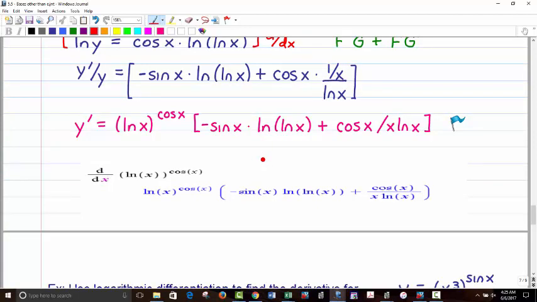So, how does our answer look compared to Maple's answer? This looks pretty good, doesn't it? Right on the money. Terrific.